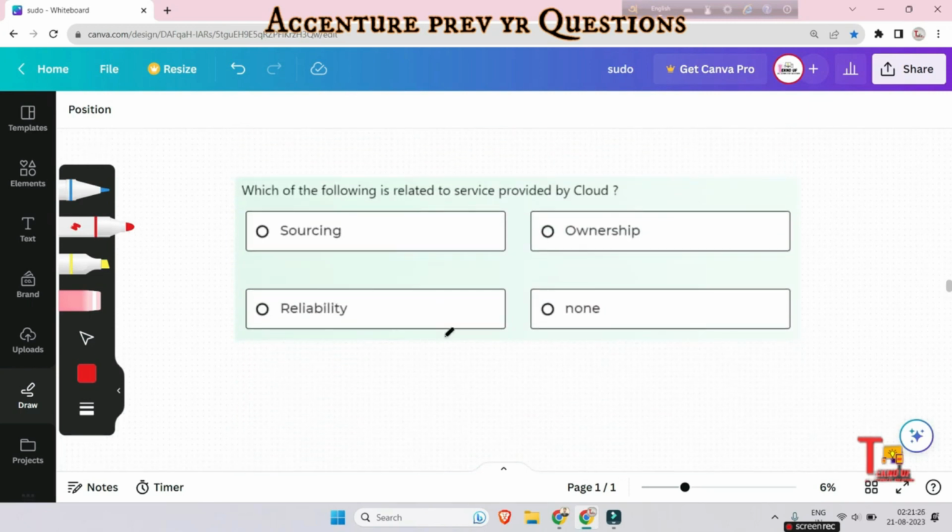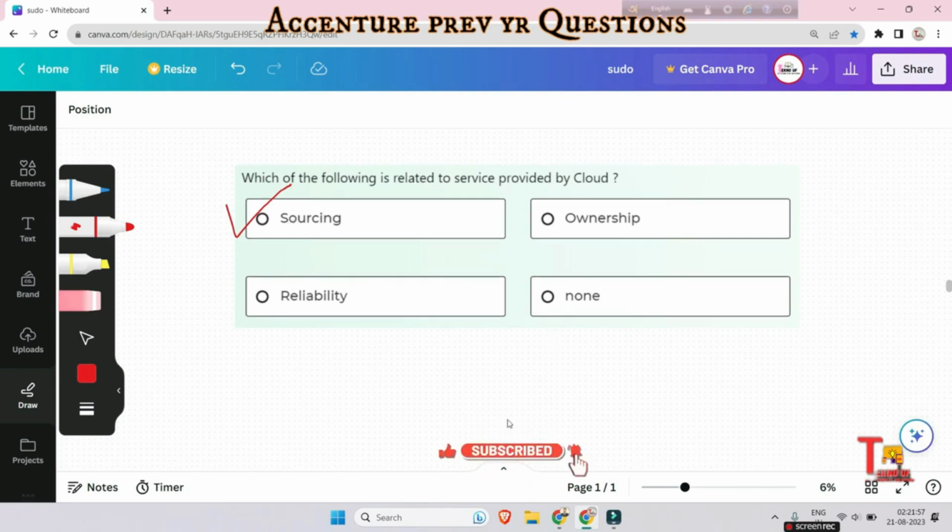So the next question is, which of the following is related to service provided by cloud? None, ownership, sourcing, or reliability? Which will be the answer? The answer will be sourcing. Actually, sourcing is related to service provided by cloud. Insourced or outsourced means whether the service is provided by the customer or the service provider. Here in this case, sourcing will be the answer.